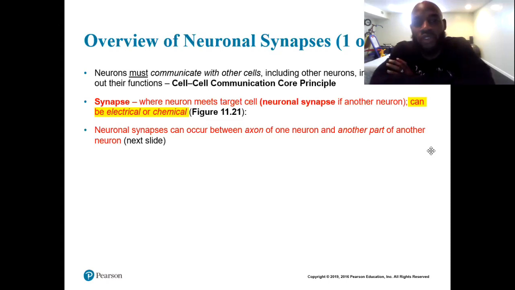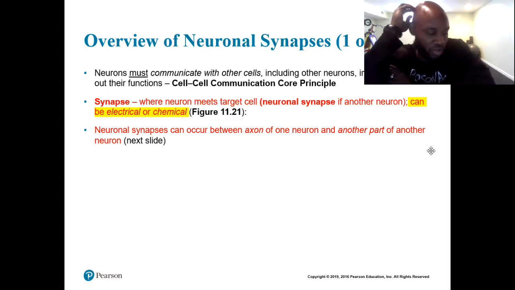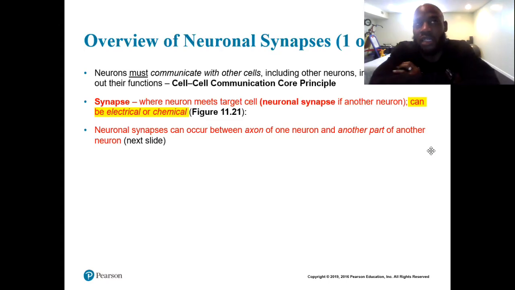Right, neurons must communicate with other cells. Very simply put, they have to send a signal to the brain and communicate with the neurons. They send signals to muscles, they send signals to organs. That's how neurons carry out their function.